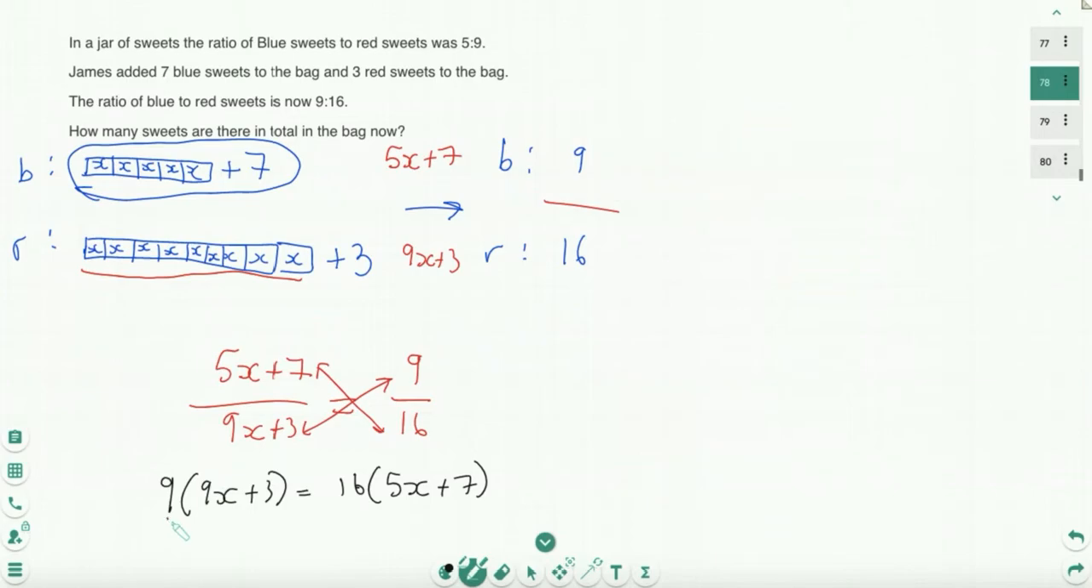Let's expand the brackets. 9 times 9x is 81x. 9 times 3 is 27. Positive 27 is equal to 16 times 5x is 80x. 16 times 7 is, I don't even know, 112.